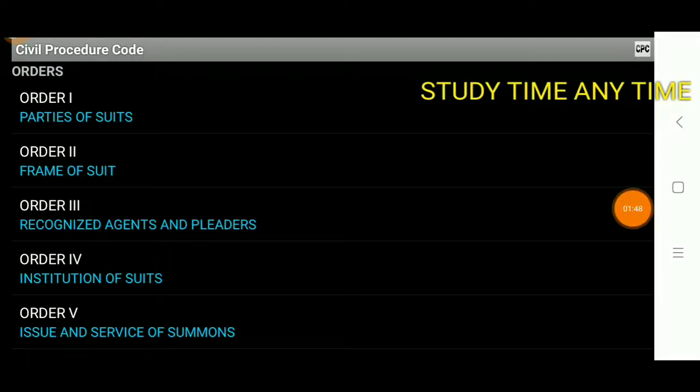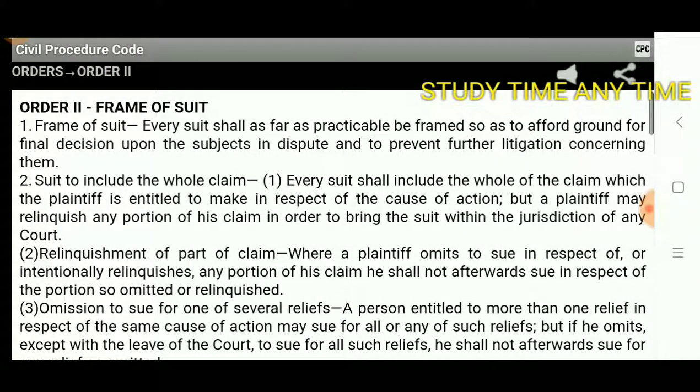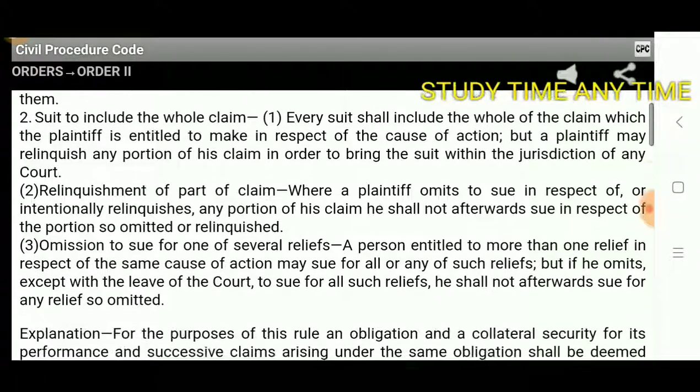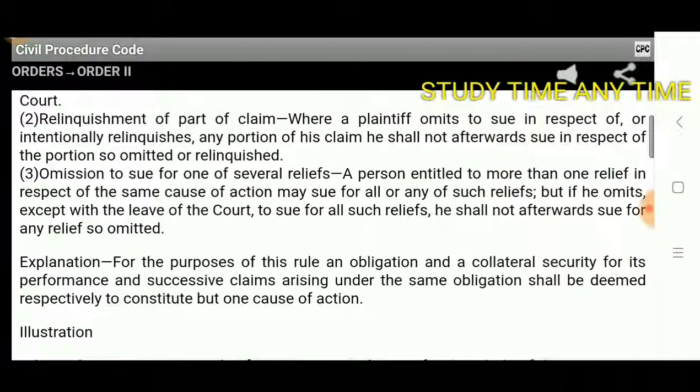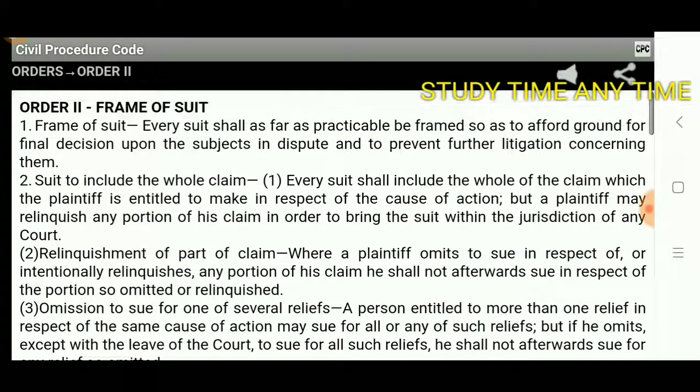Then order number 2 is the frame of the suit. Frame of the suit is very much easy. You may see that for the frame of the suit, every suit shall as far as practicable be framed so as to... it is about how to write, it is about drafting the suit at all.